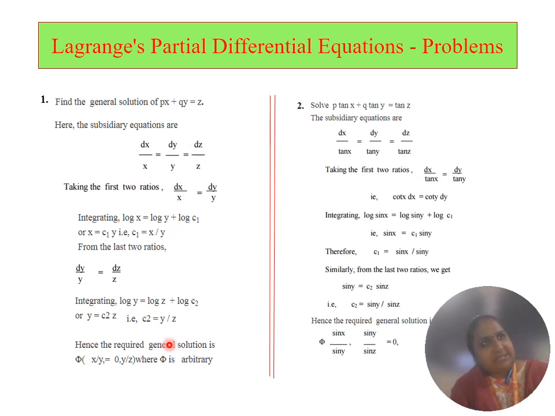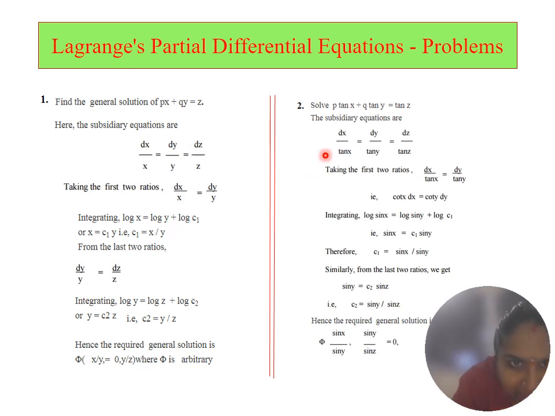It is not necessary that we take ratios 1 and 2, or 2 and 3. We can take 2 and 3 also, or 1 and 3 also. Depending upon our choice, we can take ratios 1 and 2, or 1 and 3, or 2 and 3, out of which two solutions you have to take. As a final solution, phi of u comma v equal to 0, where u will be the first solution and v will be the second solution.